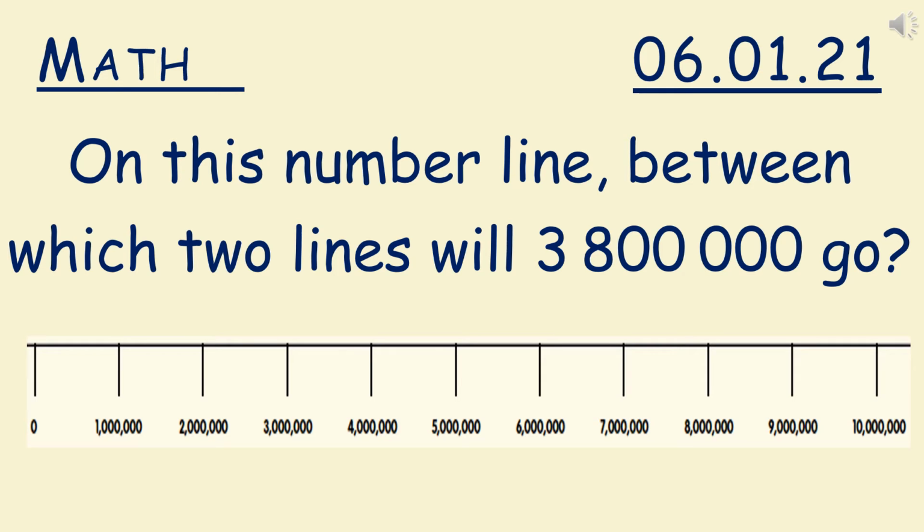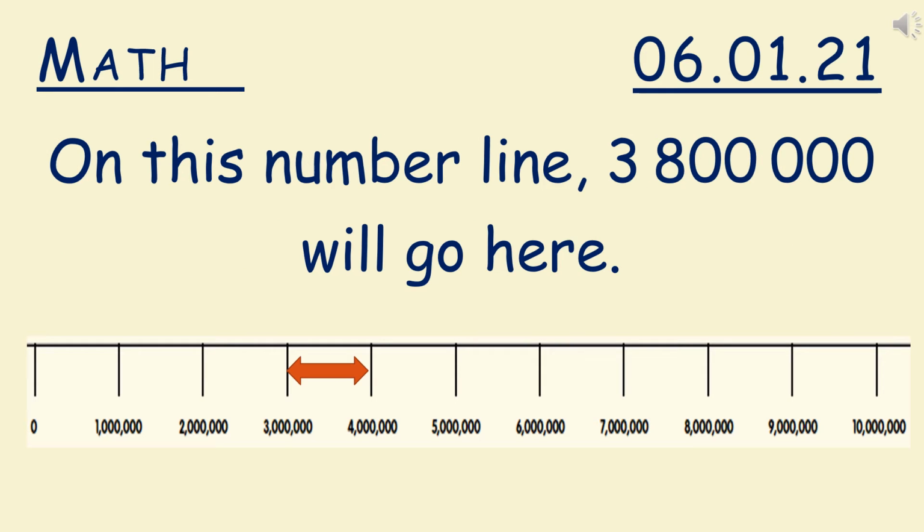On this number line, between which two lines will 3,800,000 go? Take your time to look at the number line and also look at the value of each of the numbers. So on this number line, 3,800,000 will go here, between 3 million and 4 million. That's because 3,800,000 is not smaller than 3 million and it is not larger than 4 million. So it goes in between here.